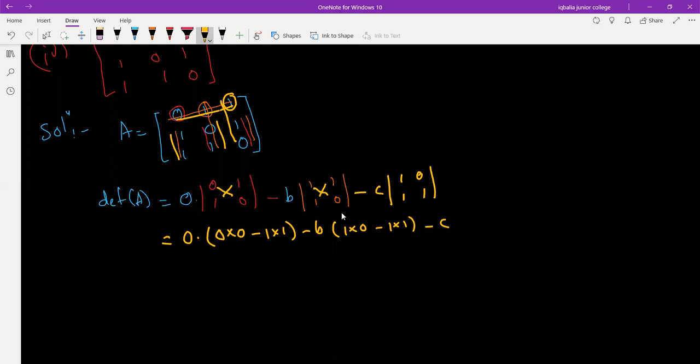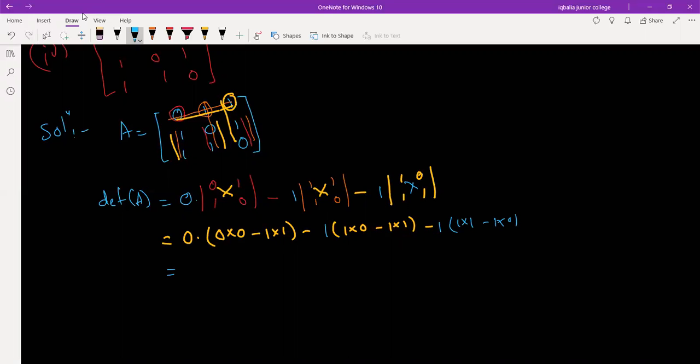Sorry, this is not a c. This is 1. So the third element is 1, and this is not a b. This is 1. This is 1 and this is 1. So here this will be multiplied with 1 and 1, and I have to multiply in a cross way, 1 into 1 minus 1 into 0.